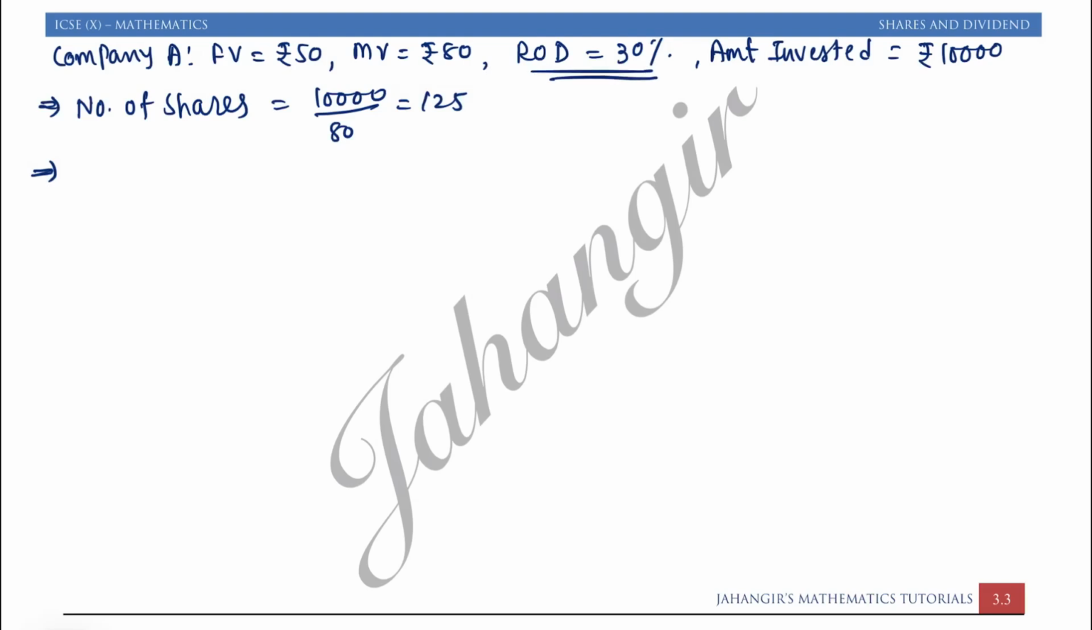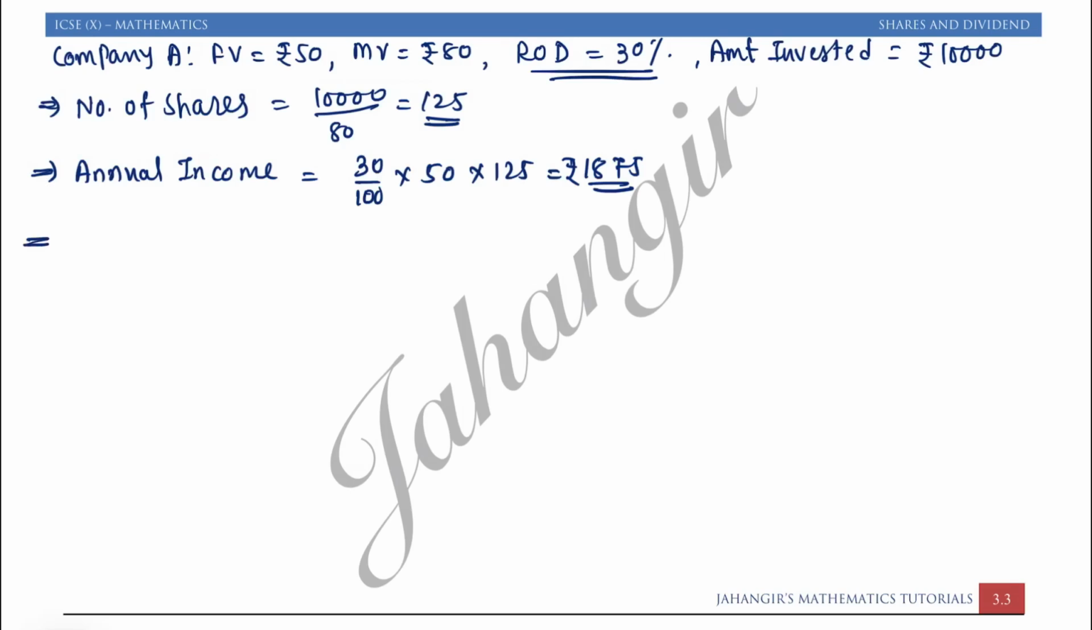So you get that 30% on face value of 125 shares as an income. So I can say annual income is ROD, that is 30 upon 100 into face value. Always you have to take face value into number of shares. So here I got that 1875 rupees as an annual income.